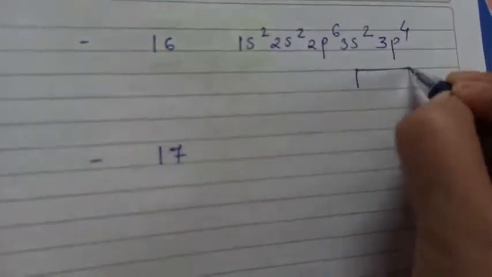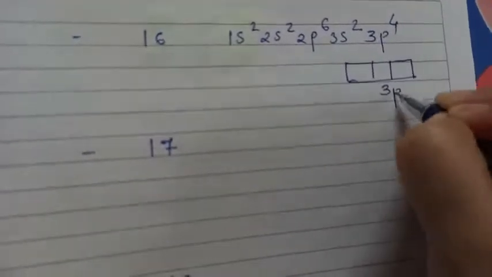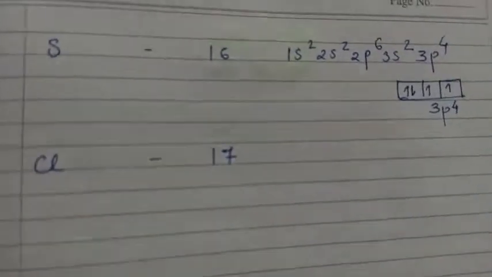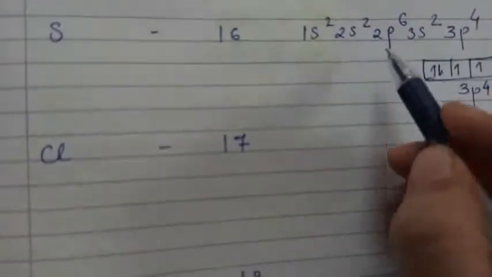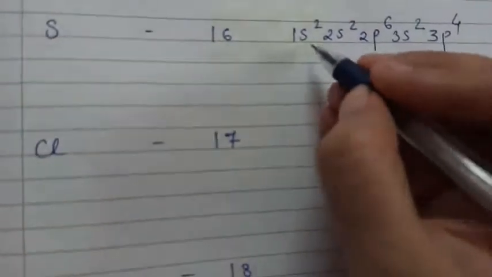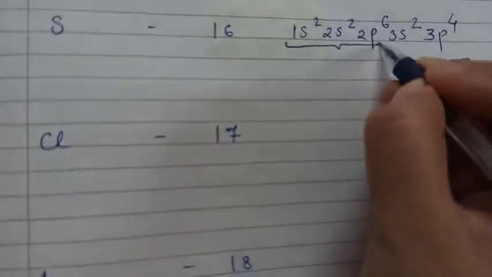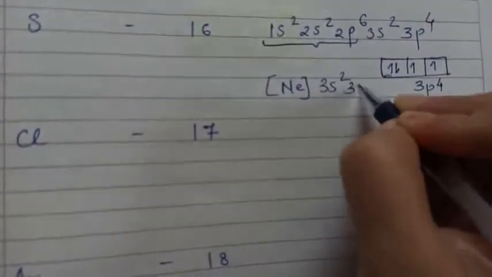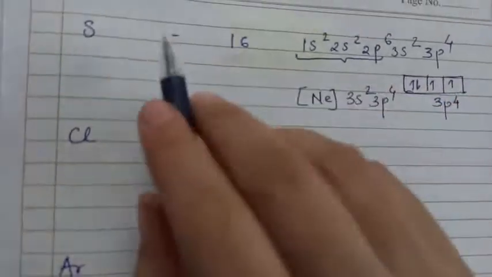So how to draw 3p4? If you want to draw 3p4, then draw 3p. You should write below that which orbital you are drawing. So 3p4 means first, second, third singly filled. Then by Hund's rule, the 4th electron will be filled in the first orbital, and the rest will be drawn as you have drawn in the previous examples. So that is why I am not repeating. Now as I told you, this much portion represents what? Neon. So neon 3s2 3p4 is the other way of writing for sulfur.